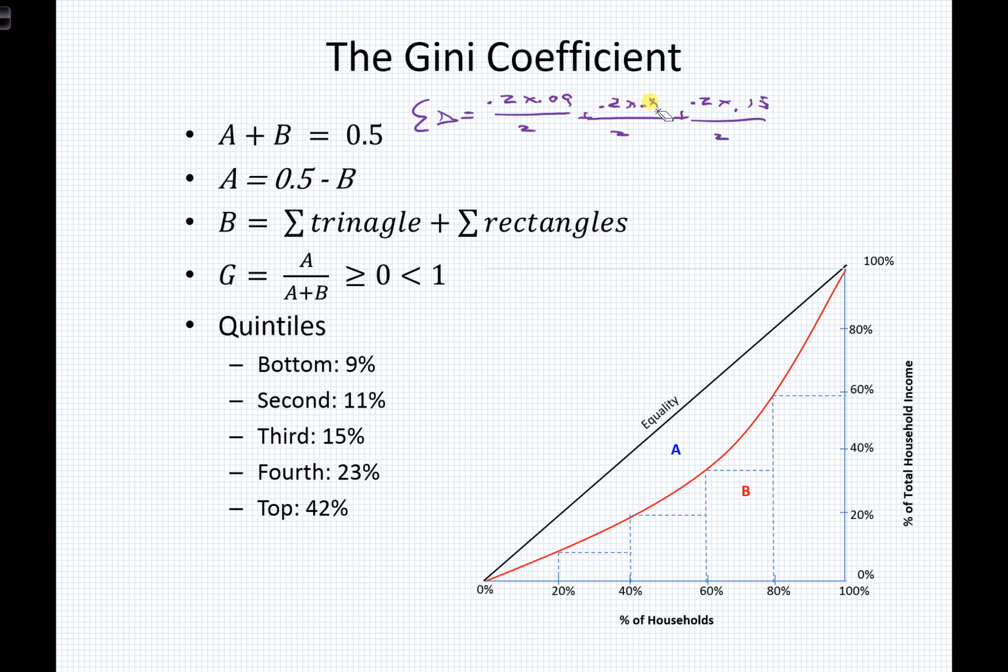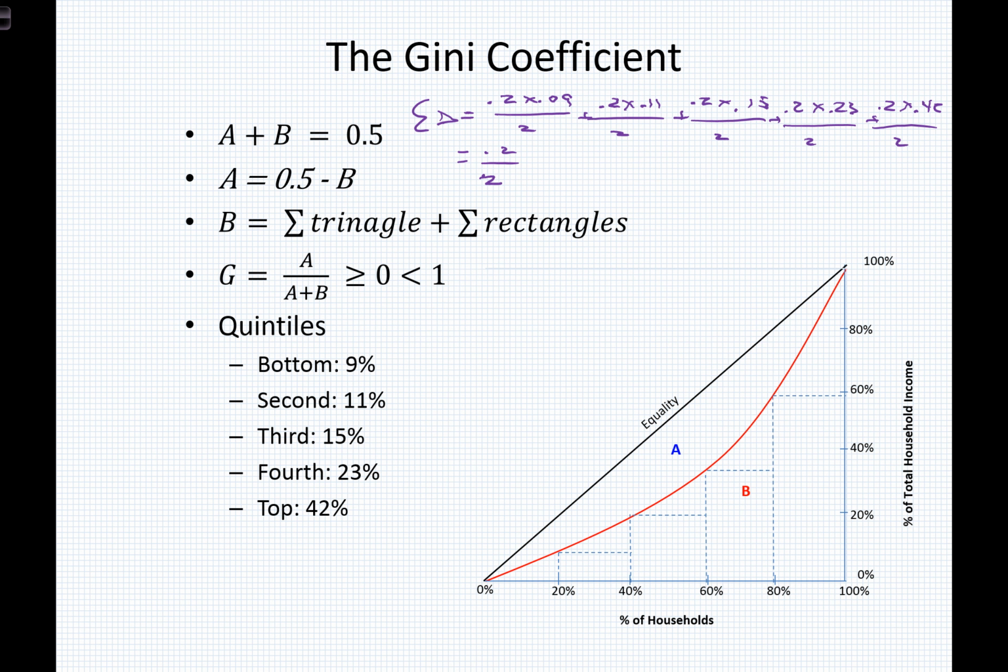I need to clean this up for us. I apologize. That was times 0.11 plus 0.2 times 23% divided by 2 plus 0.2 times 42% divided by 2. Well, if we want to make this much simpler, we can factor out 0.2 divided by 2 because that's something in common with each one of these triangles.